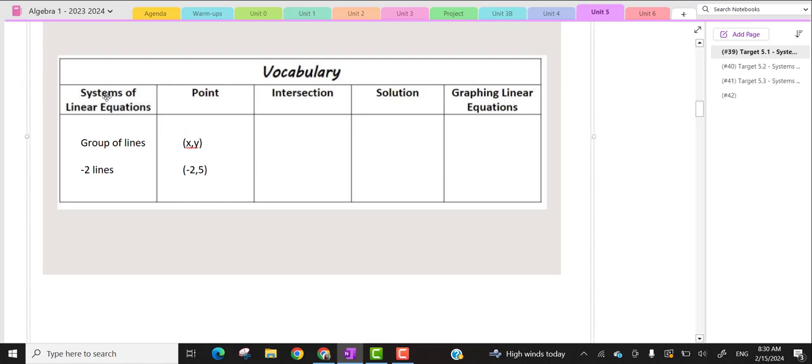So, la primera palabra es systems of linear equations. Ese es un grupo de líneas. So normalmente es de dos líneas. Un punto siempre es x y y. Por ejemplo, -2 y 5 es un punto.